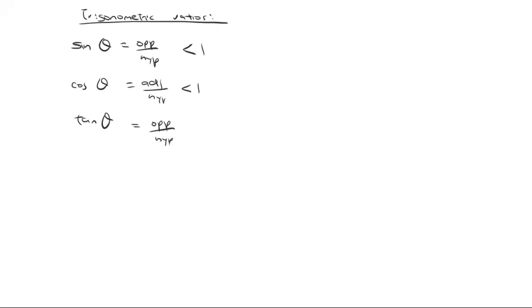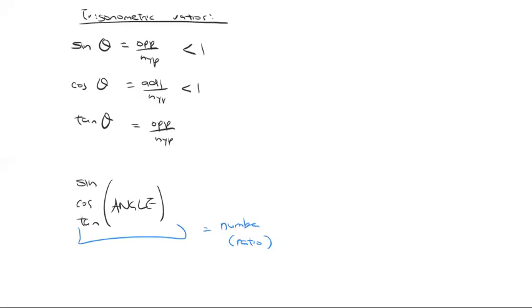And recognize you're always taking sine, cosine, or tangent of an angle, but the whole thing represents a number, which is a ratio. So for example, sine 30 is just another fancy way of writing a half. None of that should provide any confusion, and hopefully you're clear with that.